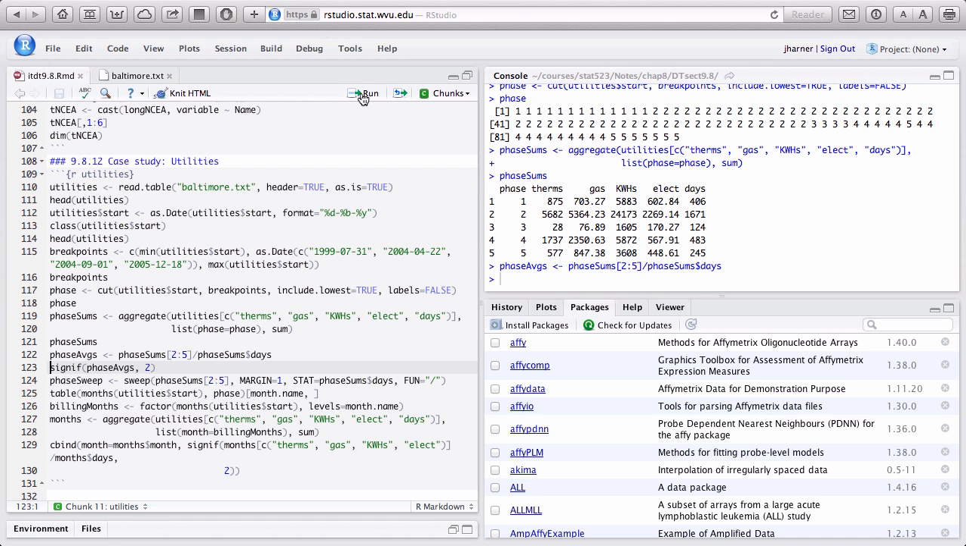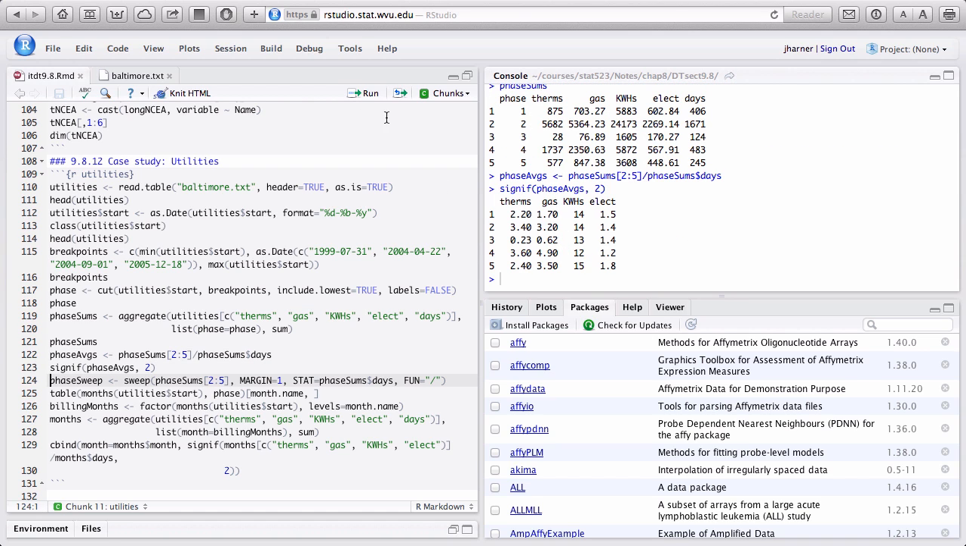So if I do this, I now get the average amount. Notice I rounded. I said significant digits is 2, so it's rounding off to 2 significant digits. And so that gives me the average amount used per days for each of those 5 phases. Are there any questions on that?